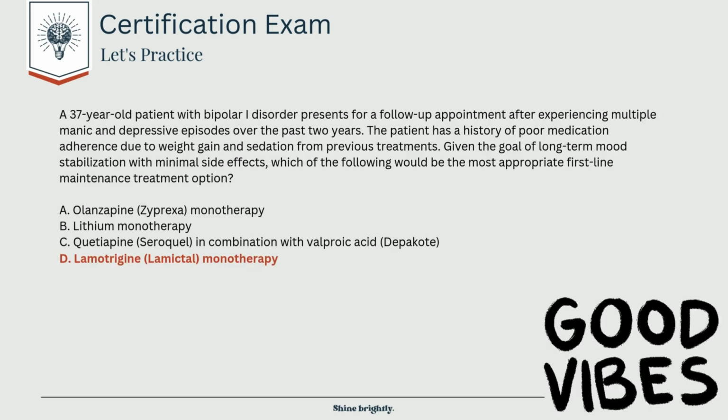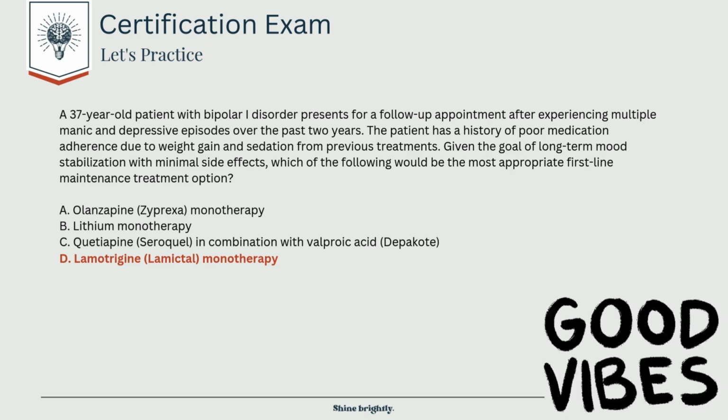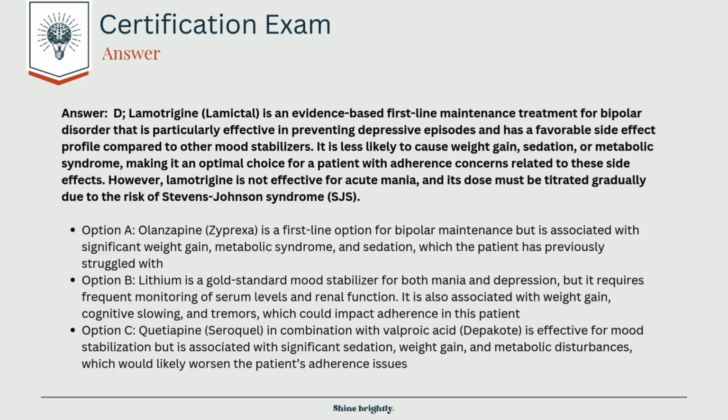Okay, if you chose D, lamotrigine or Lamictal, you're absolutely right. So, why is Lamictal the best choice here? Well, it's highly effective in preventing depressive episodes, especially useful in bipolar 1 patients with recurrent depression. Minimal weight gain, sedation, or metabolic effects are also a key factor here because it helps improve medication adherence. Long-term mood stabilization, this is a strong option for bipolar maintenance therapy. Lamotrigine is not used for acute mania. It requires slow titration to reduce the risk of Stevens-Johnson syndrome, or SJS.